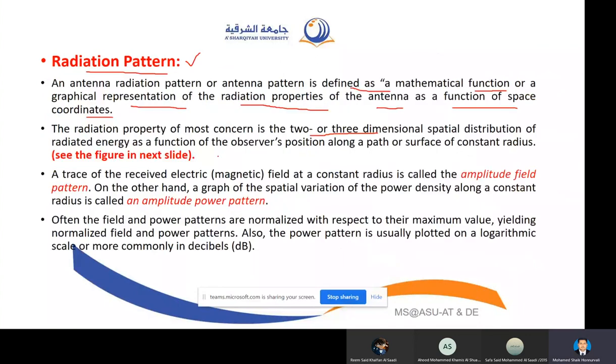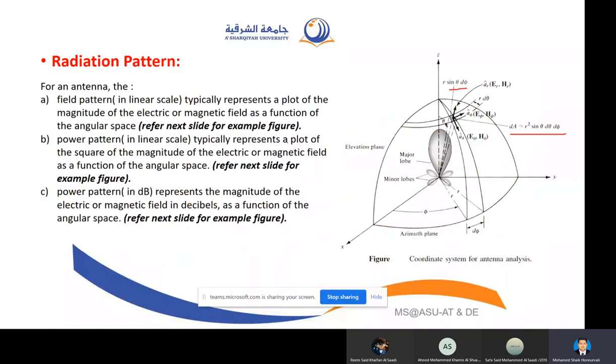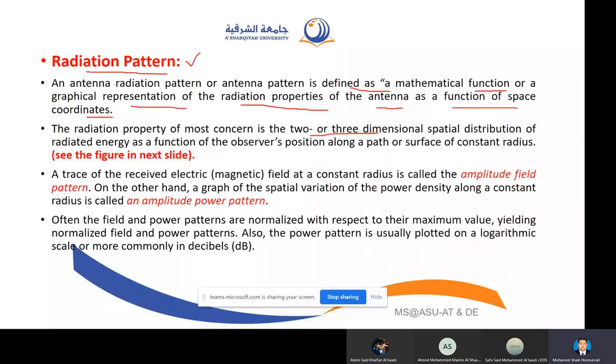So the radiation property of most concern is the two or three-dimensional spatial distribution of the radiation energy as a function of the observer position along a path or surface of constant radius r. Basically it's the same meaning as what I explained. You can take some antenna, and when you excite it with an electrical signal, where the electromagnetic waves are traveling in the coordinate space, that we call the radiation pattern. Next.